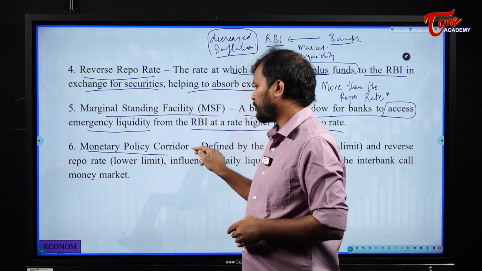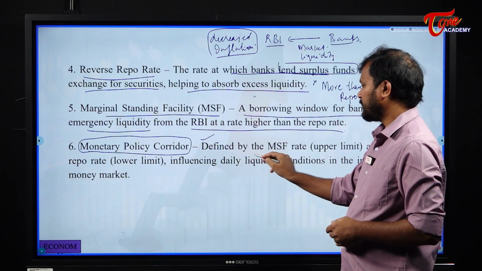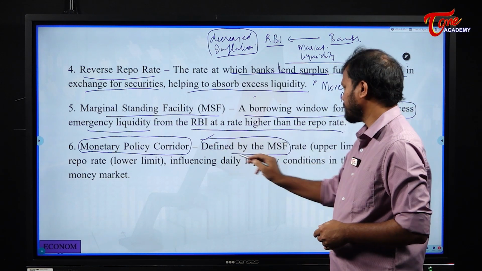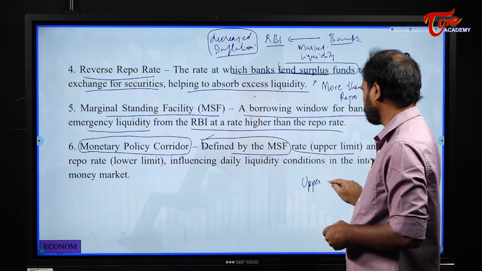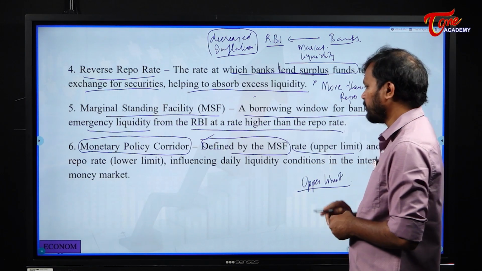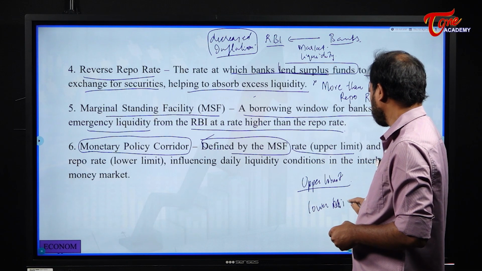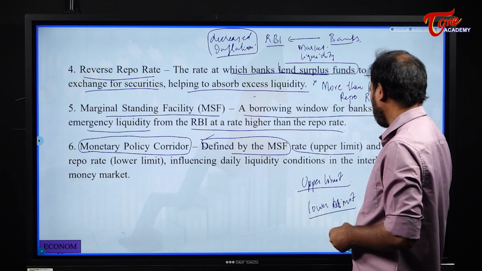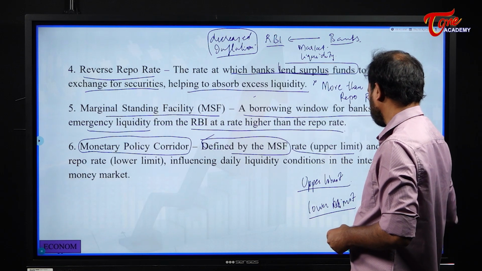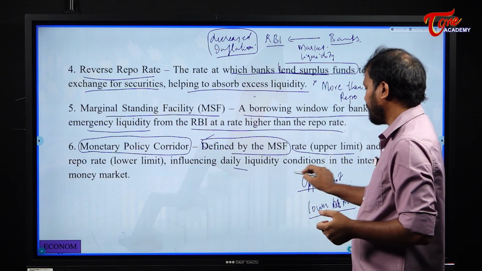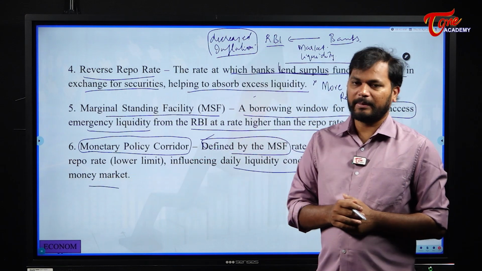Next, monetary policy corridor. It is defined by the marginal standing facility rate, which is nothing but the upper limit, and also the lower limit, which is nothing but the reverse repo rate, which is influencing the daily liquidity conditions in the interbank market.